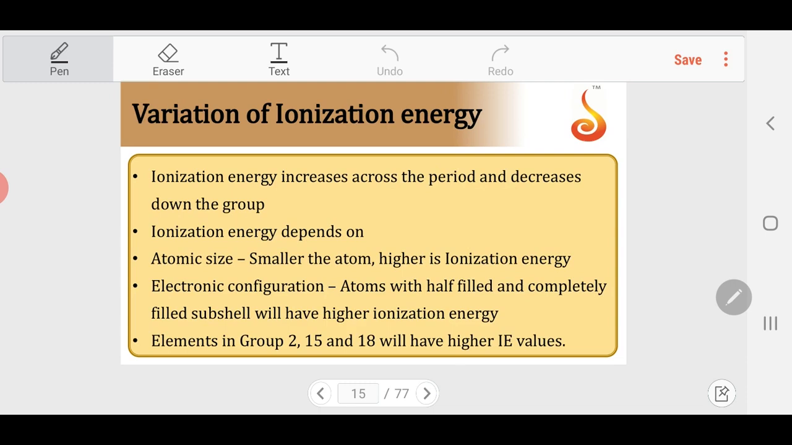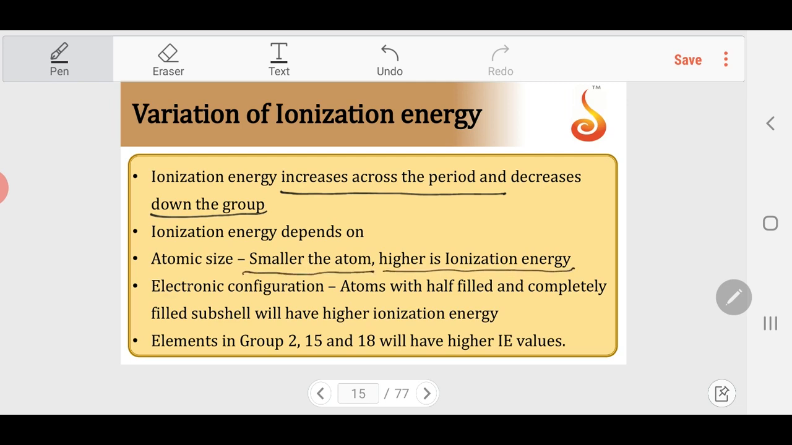How does ionization energy vary across a period and down the group? It generally increases across the period and decreases down the group. Again it depends upon the atomic size. Atomic size decreases across the period, so the outermost electron is held firmly by the nucleus, and the ionization energy will be high. So the smaller the atom, the higher the ionization energy.